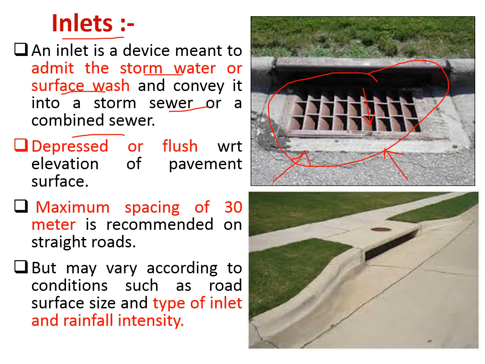It is depressed or flush with respect to the elevation of the pavement surface. You might know the roadside drain; its position may be vertical or horizontal. A maximum spacing of 30 meters is generally recommended on a straight road, but it may vary according to conditions such as road surface size, type of inlet and rainfall intensity. On the roadside you might have seen such gratings, which are just simple inlets, and these inlets are very useful in the collection of storm water.